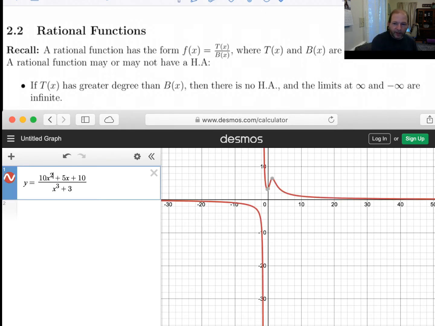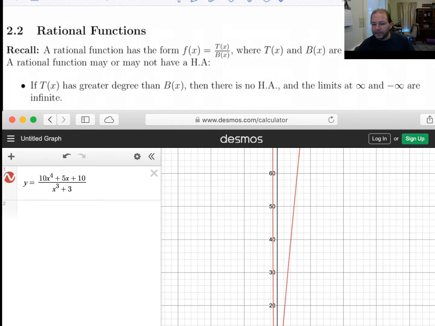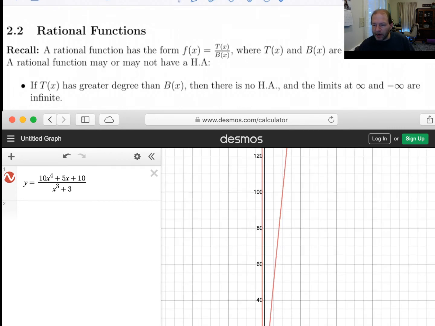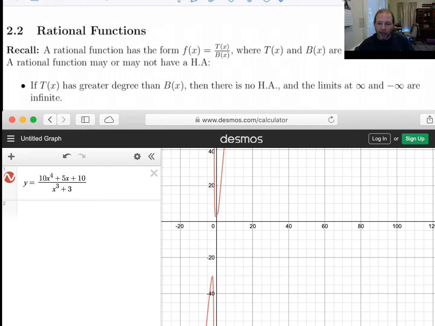So up here, if I give the top greater degree, say 10x to the 4th, and the bottom has degree 3, it's not a very interesting graph, but as x grows large, this goes to infinity. And as x grows large in the negative, y goes to negative infinity. That's not a very easy one to see. Let me put another one in.